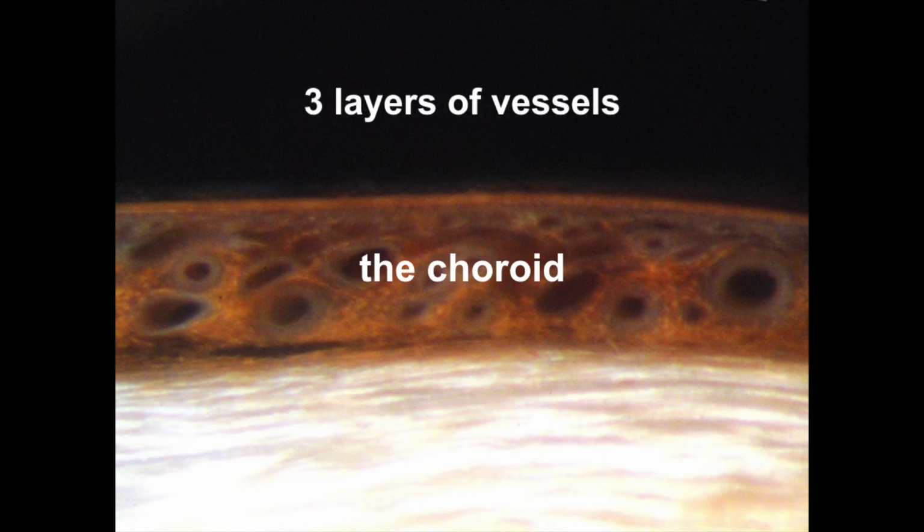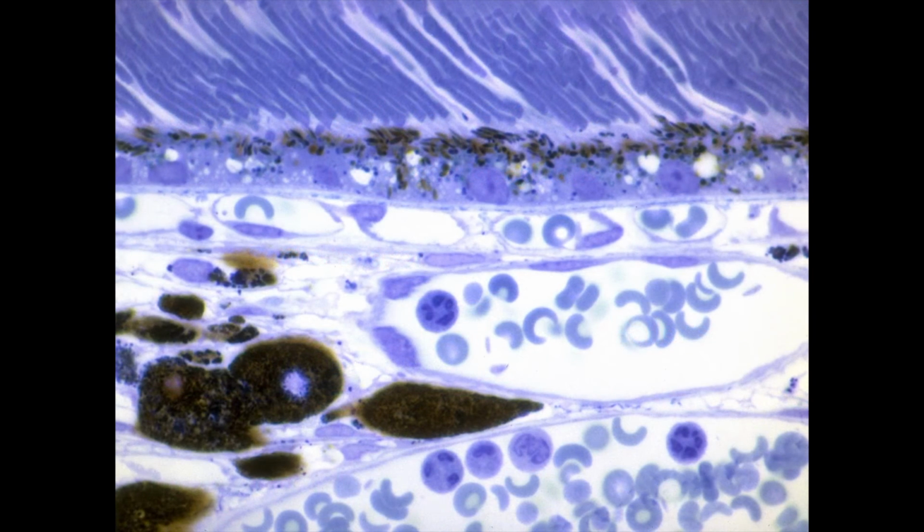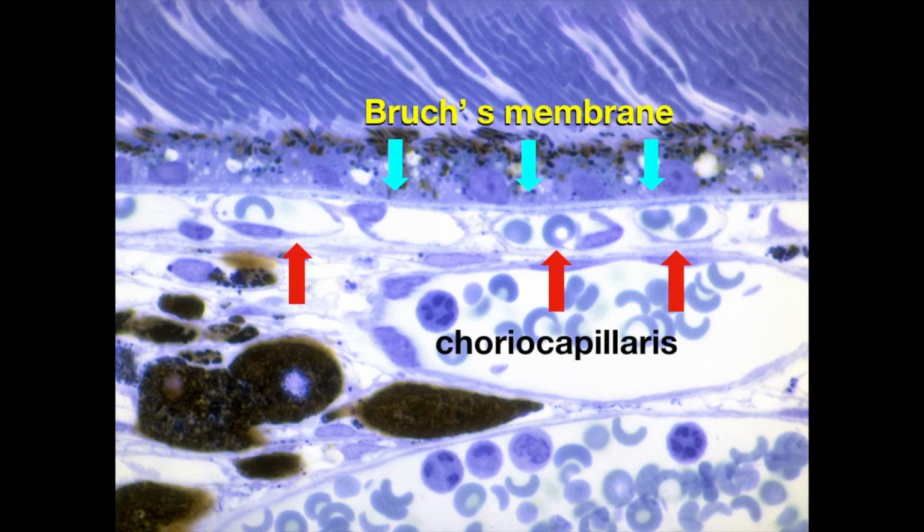The choroid contains 3 layers of vessels. These include the choriocapillaris, Sattler's layer, and Haller's layer. The vessels of Haller's layer are larger and are located in the outer part of the choroid. The choriocapillaris is a network of fenestrated capillaries that is located directly beneath Bruch's membrane and the RPE.